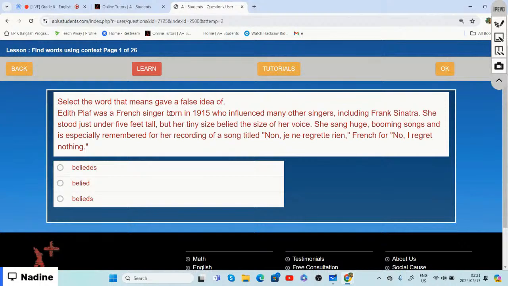So we said Edith Piaf was a French singer born in 1915 who influenced many other singers, including Frank Sinatra. She stood just under 5 feet tall, but her tiny size belied the size of her voice. She sang huge, booming songs and is especially remembered for her recording titled Non, je ne regrette rien, French for no, I regret nothing. All right, and we were going to find the word that means false idea of, then it would be belied.